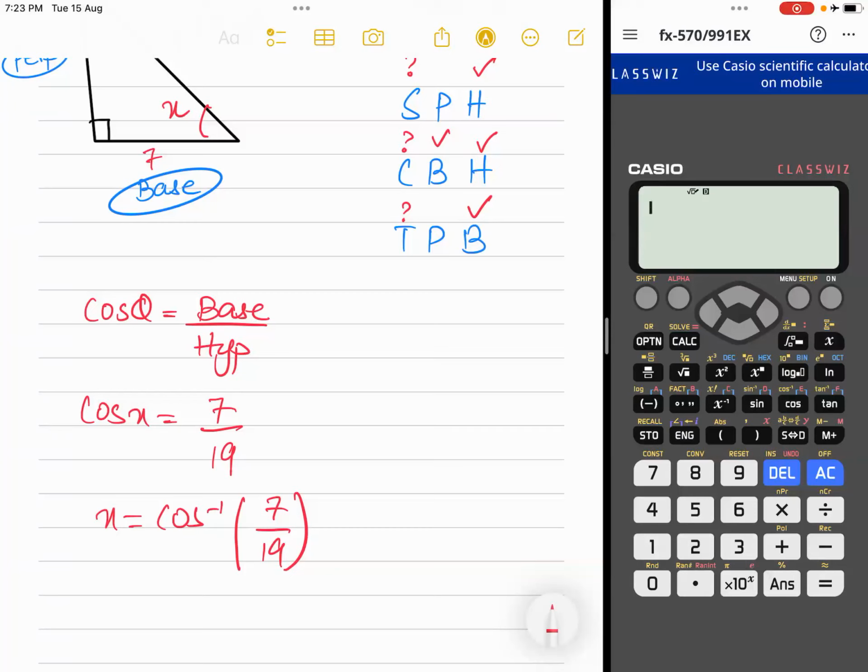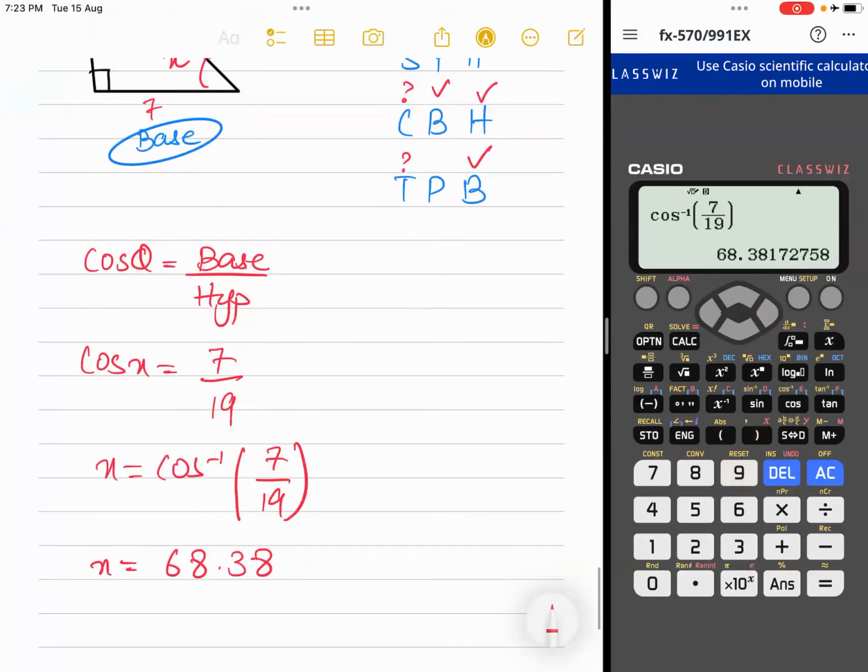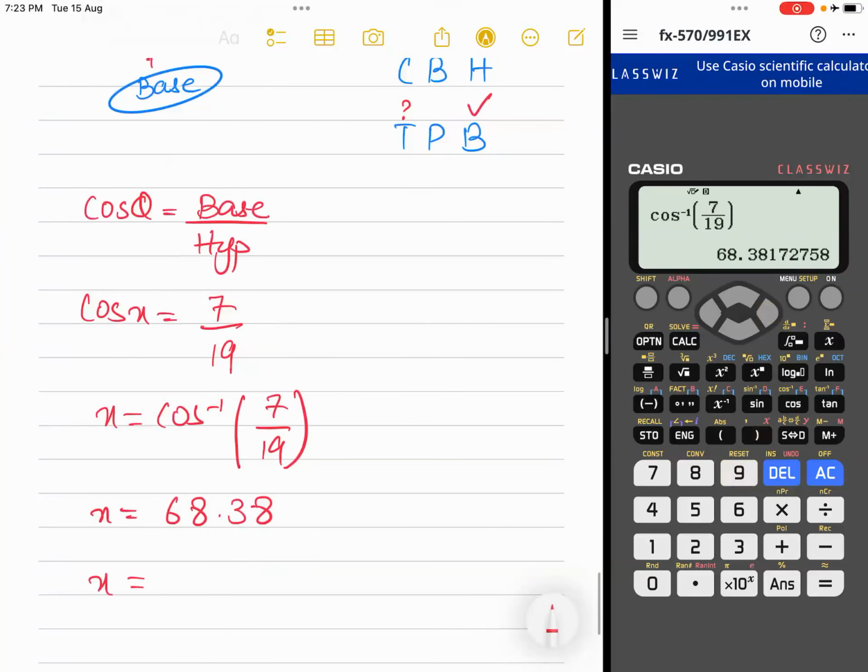If we press cos alone, that would be cos, but we have to press shift and the cos button. So cos inverse, and the fraction is 7 divided by 19, bracket closed, equal. So the answer is what? X is equal to 68.38. In Cambridge, we leave the angle to one decimal place, as x is the angle. So 68.4 degrees is the answer.